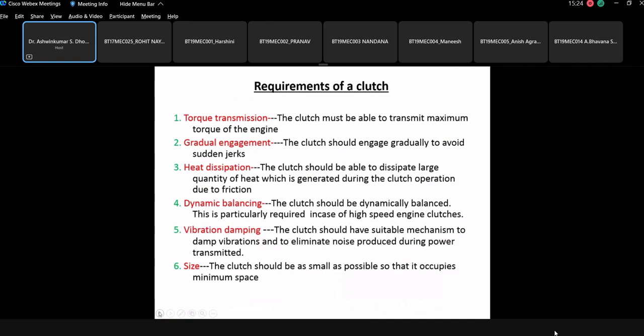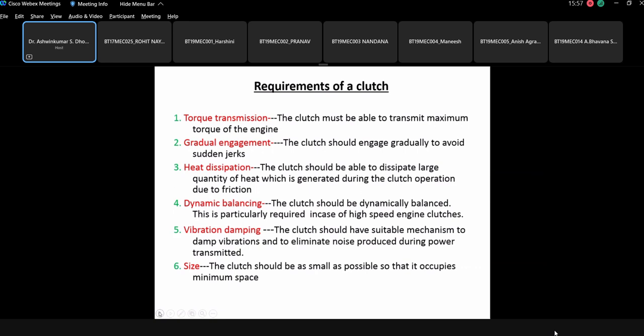The clutch must be able to transmit the maximum torque of the engine. That means whatever the maximum torque generated by the engine has to be transmitted by the clutch. Usually the max torque point is taken as the design torque, and this design torque has to be multiplied by the factor of safety. Once you get the design torque TD, the torque you want to transfer, that is the one for which the clutch is to be designed.